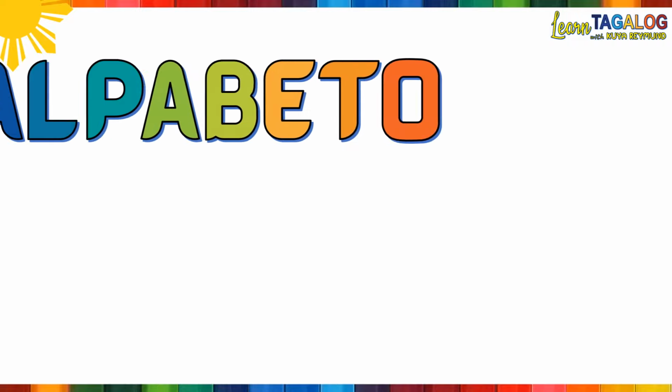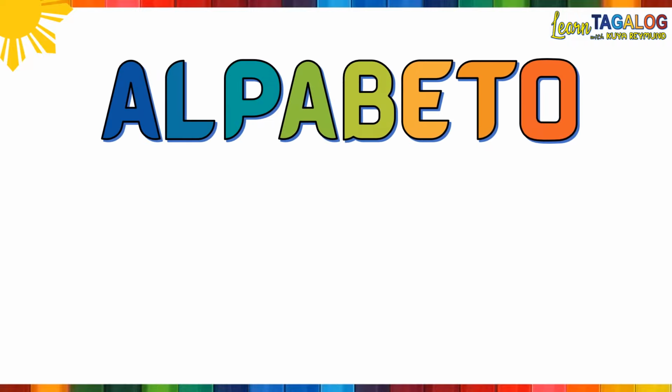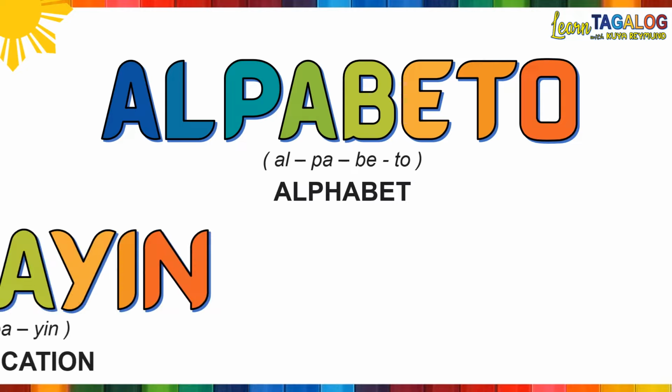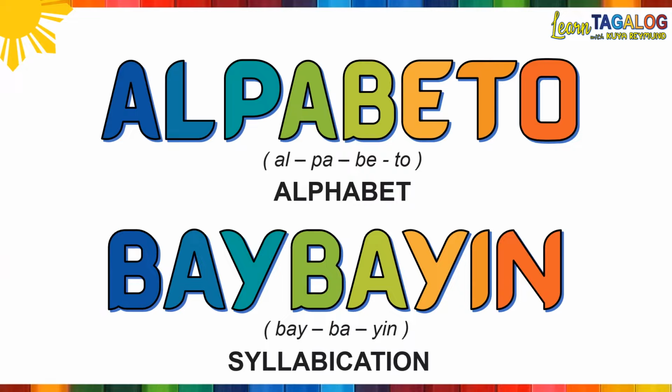Before that, let us have the following terms. The first one is alpabeto. Alpabeto. When we say alpabeto in English, that is alphabet. Another one is we have the word baybayin. Baybayin. When we say baybayin in English, that is syllabication.